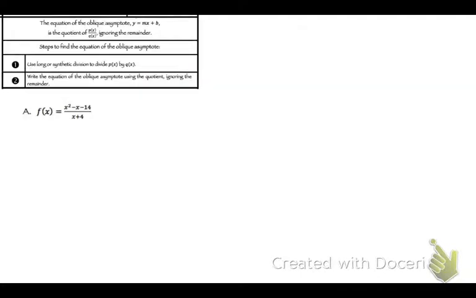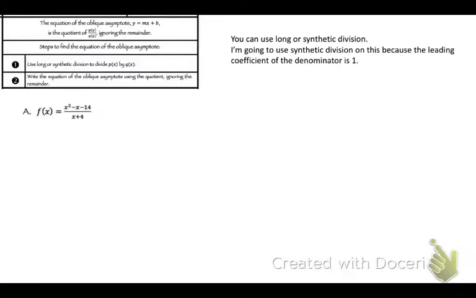So let's just go over division for a second, because we might have forgotten, it's been a minute since we did this. So we have x squared minus x minus 14 divided by x plus 4. We can use synthetic division to do this. You can always use long division, but I'm going to use synthetic division because the leading coefficient of the denominator is 1. So if you remember, I'm going to put negative 4 on the outside because it's the opposite. Then on the inside, I have 1, negative 1, and negative 14 because they're the coefficients.